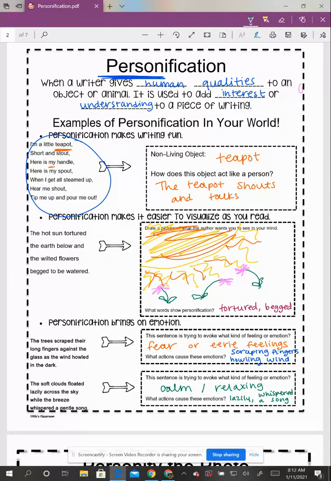So go back and review this page. Think about places where you have seen personification before, specifically maybe in Disney movies or books that you've read, and think about how they brought non-living things, added human-like qualities, and brought them to life to describe them better.